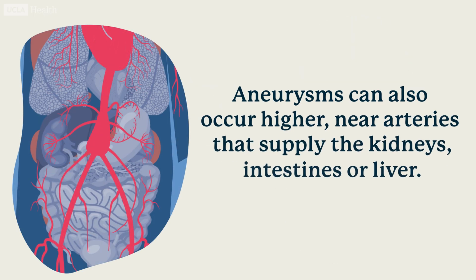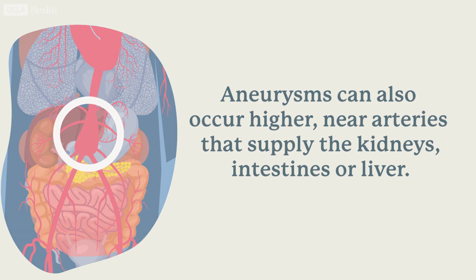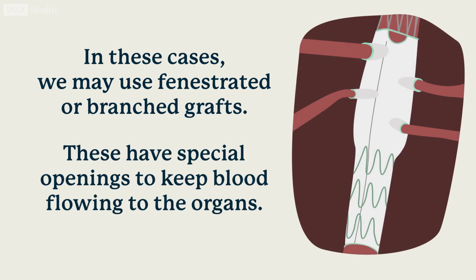Aneurysms can also occur higher near the arteries that supply the kidneys, intestines, or liver. Repairs in this area are more complex. In these cases, we may use fenestrated or branched endografts. These have special openings, which we call fenestrations or branches, built into the graft to keep blood flowing to the organs.